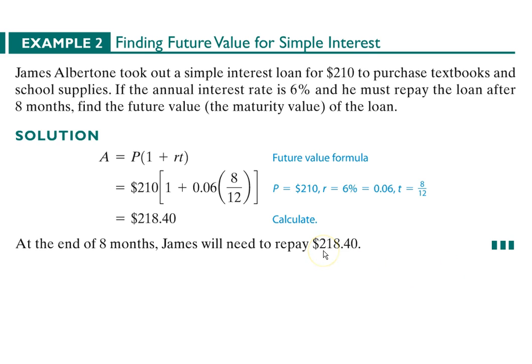And here the future value of borrowing 210 is $218.40. Now the question is, what was the interest here? Well, the interest is, you have to subtract the 210, would be $8.40. So you need to be careful. What are they asking you? Here they're asking for future amount. But if they're asking for interest, it would be the $8.40.